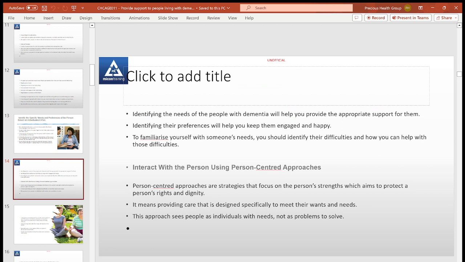Identifying the needs of people with dementia will help you to provide the appropriate support for them. Identifying their preferences will also help you to keep them engaged, and they will be happy with you at all times. To familiarize yourself with someone's needs, you need to identify their difficulties and how you can make a difference in that situation.